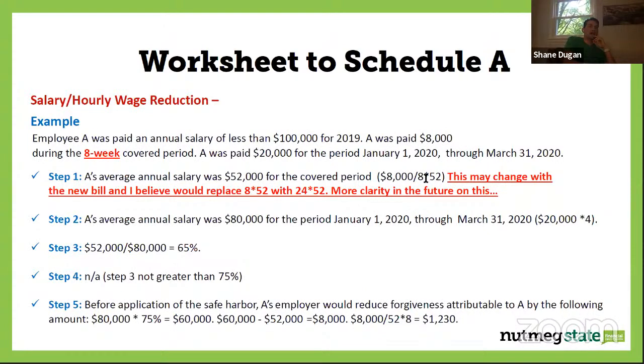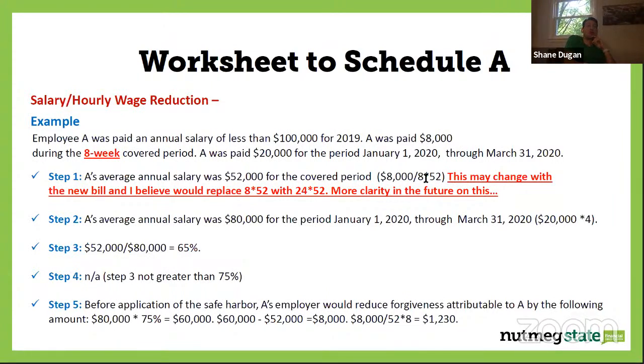Step 2 would be the average annual salary for that individual. If you were to calculate it for January 1st, 2020 through March 31st, 2020, it would essentially be $20,000, and you multiply that by 4. Again, this is very granular, so I know it's tough to follow along with some of the crazy math.